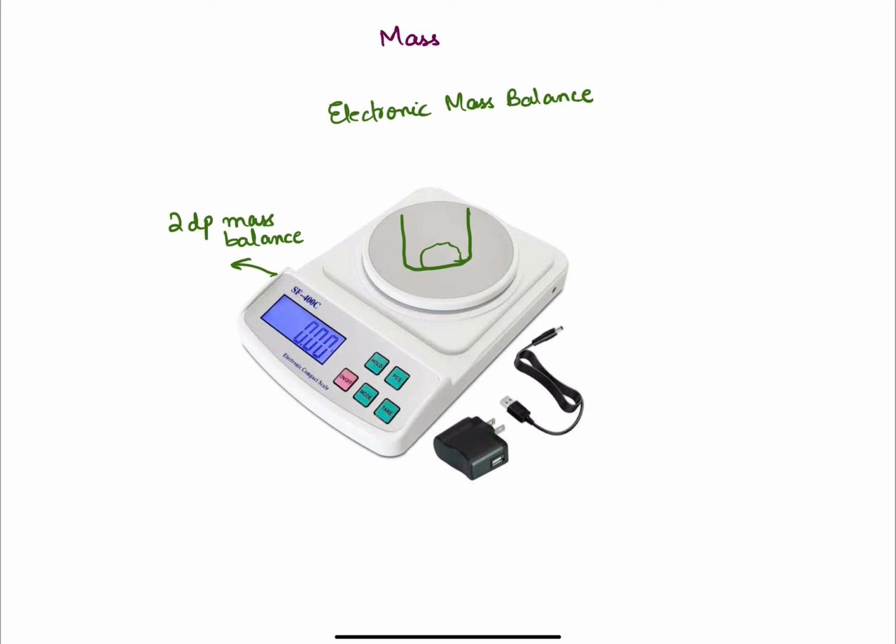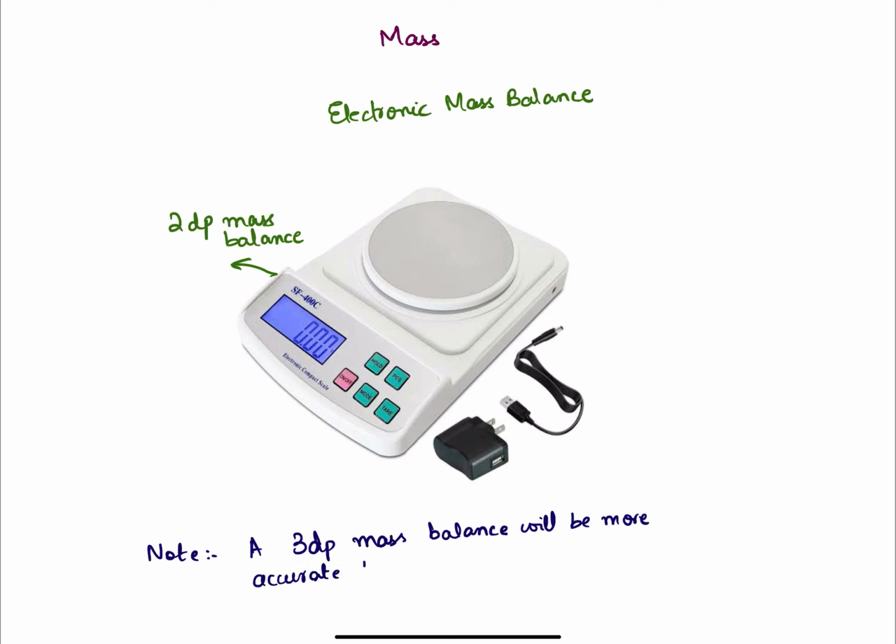We can also have a 3 dp mass balance, and a 3 dp mass balance will be more accurate than a 2 dp mass balance because that one is just showing mass to 2 decimal places. Note, a 3 dp mass balance will be more accurate than a 2 dp mass balance.